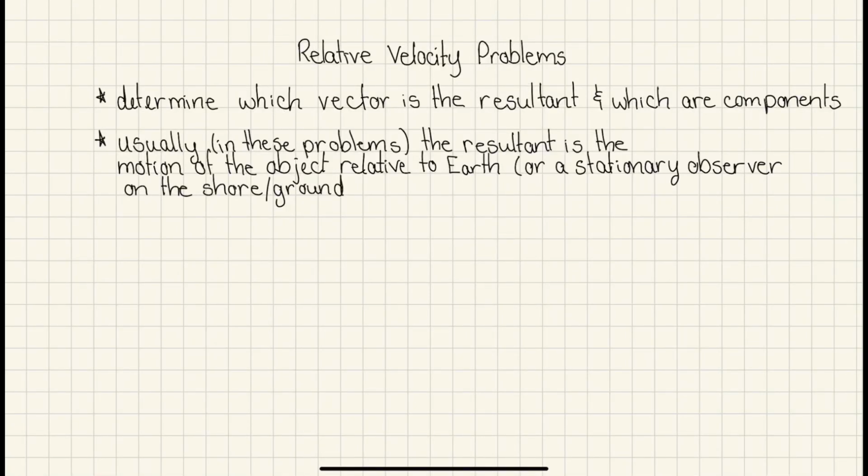In relative velocity problems, it's important to read the questions carefully. It's important to ask yourself which of these vectors is the resultant. If you cannot answer this clearly, then you need to maybe go back and reread the question and try to draw out some arrows to identify which of the vectors described would be the resultant.